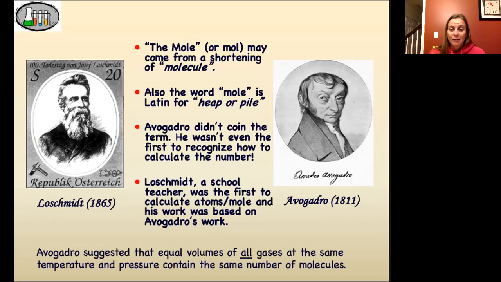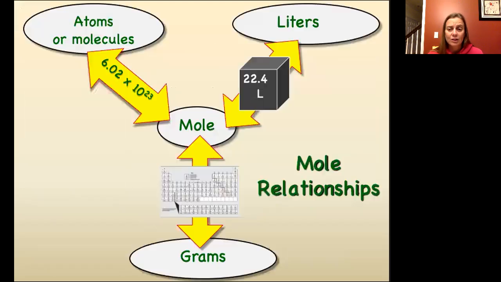Doesn't really matter where it came from. We just need to recognize that we call it a mole. So we're going to have a bunch of different relationships that we're going to talk about with moles. If we have gases, moles of gases, then we can convert to volume from the mole. We can use Avogadro's number to convert from moles to either atoms or molecules or particles. And we can use the periodic table to convert between moles and grams.